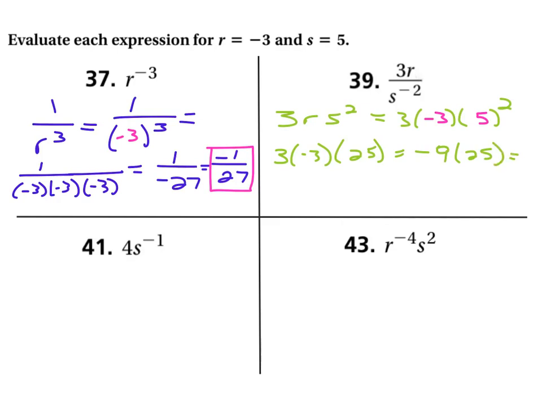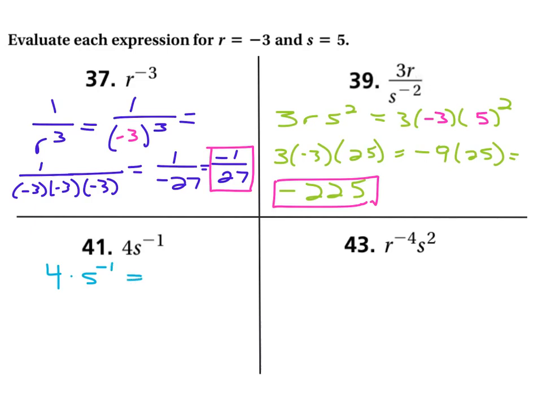And if you did that math, you should write it out longhand and calculate it. We would know that, well, negative times a positive is a negative, and 9 times 25 is 225. That's me doing the math in my head because I know it. You should write it out unless you happen to know that with confidence. Okay? Negative 225. Let's continue on. 4s to the negative 1. Well, that's like 4 times s to the negative 1.